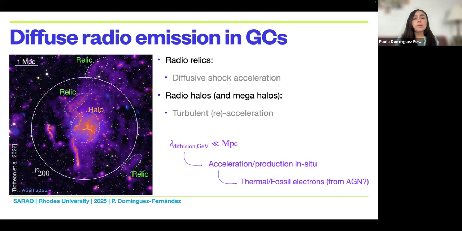Now, even though we have these particle acceleration mechanisms that people talk about, there are still some things that we do not understand. In the next slides, I want to tell you a little bit about the problems that we have with both of these mechanisms.